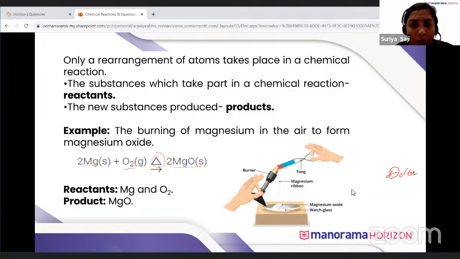Burning of magnesium is accompanied by the release of a large amount of heat. That is given in that equation. The reactants are magnesium and oxygen, and the product is magnesium oxide. So this is an example of a simple chemical reaction.